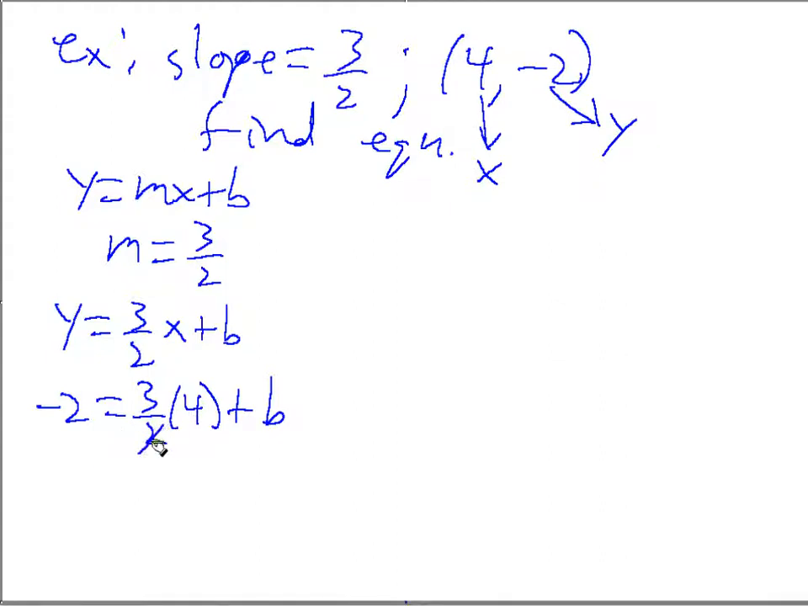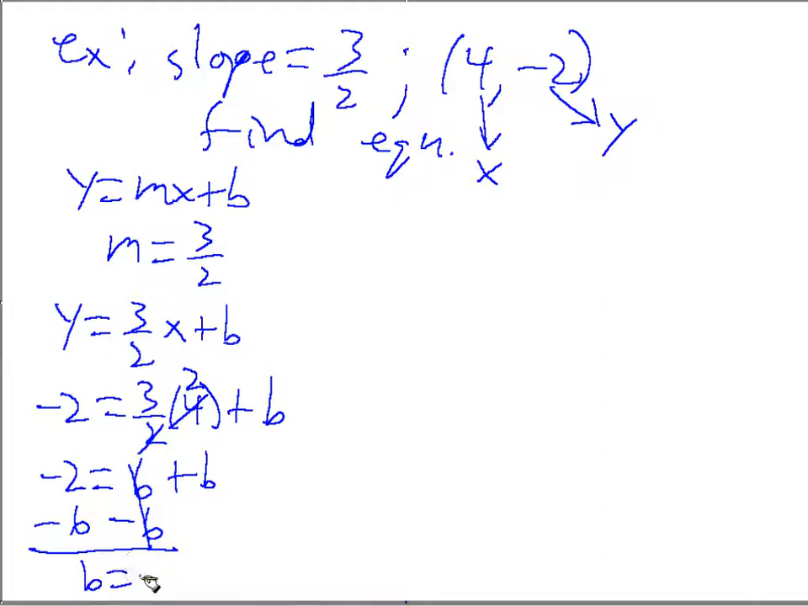So 2 into 4, 2 times, all right? Cross cancel there. So negative 2 is equal to 3 times 2, which is 6, plus b. Subtract 6 on both sides of the equation, all right? So b is equal to what? Negative 8. Okay? Again, that's not the final answer, right?